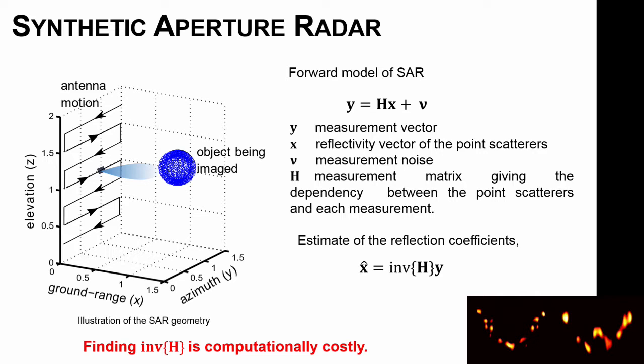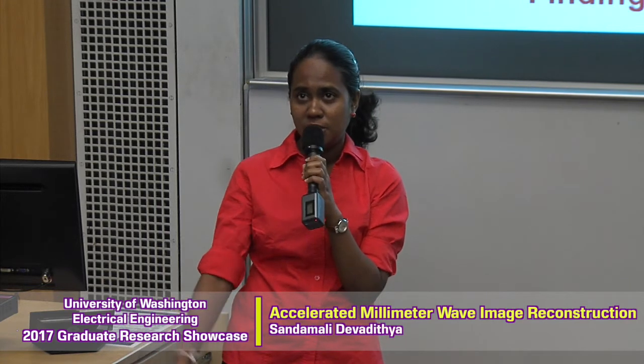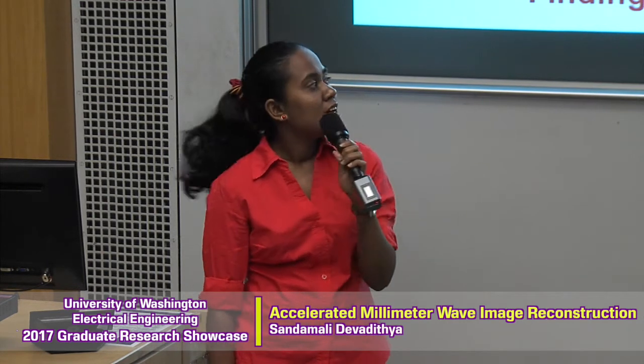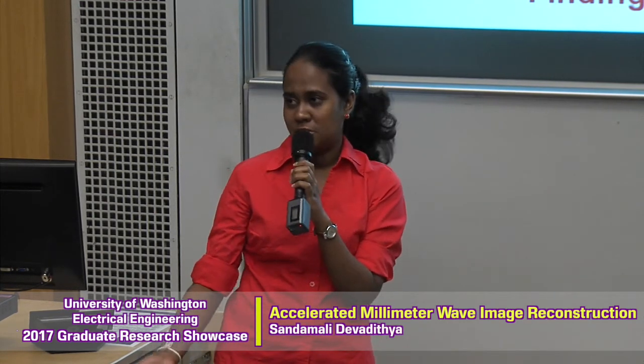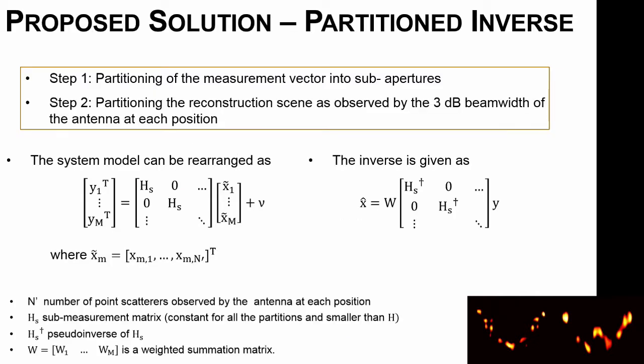We need to estimate X, and for that, we have to find the inverse of H. But the problem is, you can't find the exact inverse. The best solution would be a pseudo-inverse or a least squares solution, but that's computationally complex, and it's mostly ill-posed. So in practice, we rely on approximation methods, like a match filter or the range Doppler algorithm. But the problem with this is that the resolution is limited. Also, if you are imaging a large 3D image with billions of voxels, it's going to take a lot of time. So this is my solution, a partition inverse algorithm.